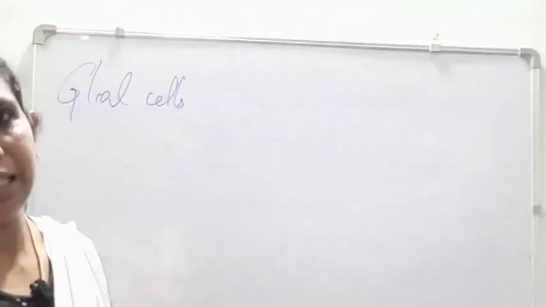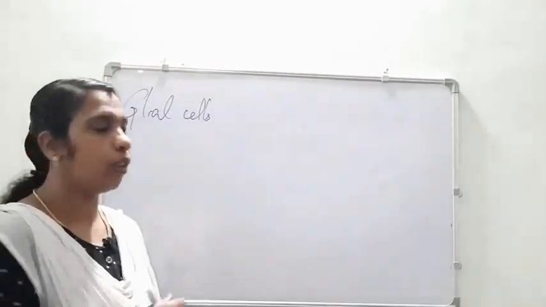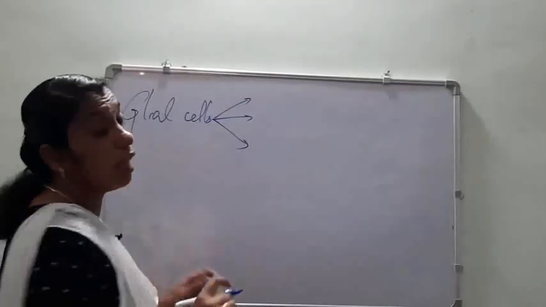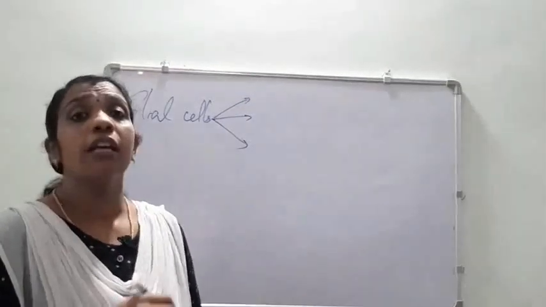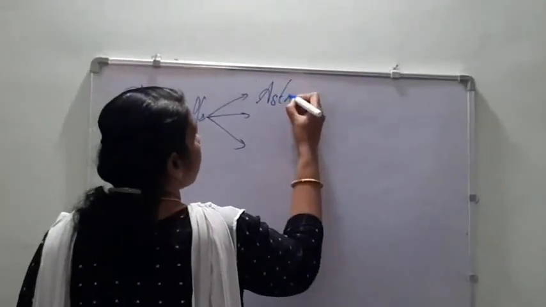Okay, glial cells. These glial cells are divided into three. There are three types of glial cells present in the nervous system. The first one is known as astrocytes.